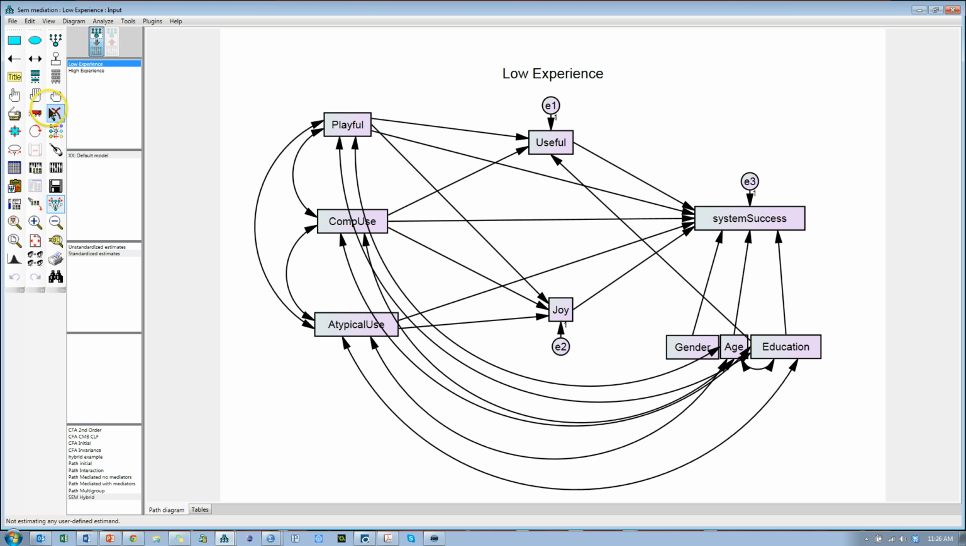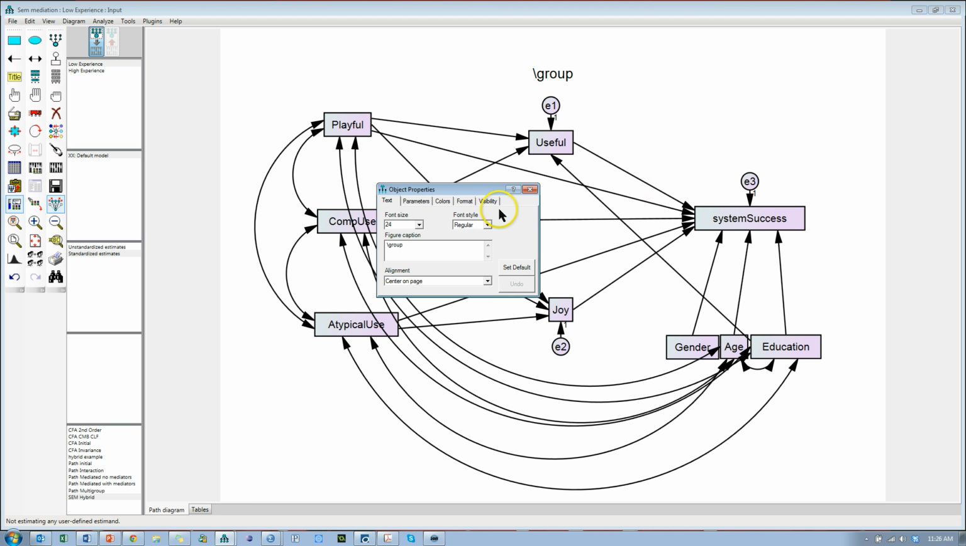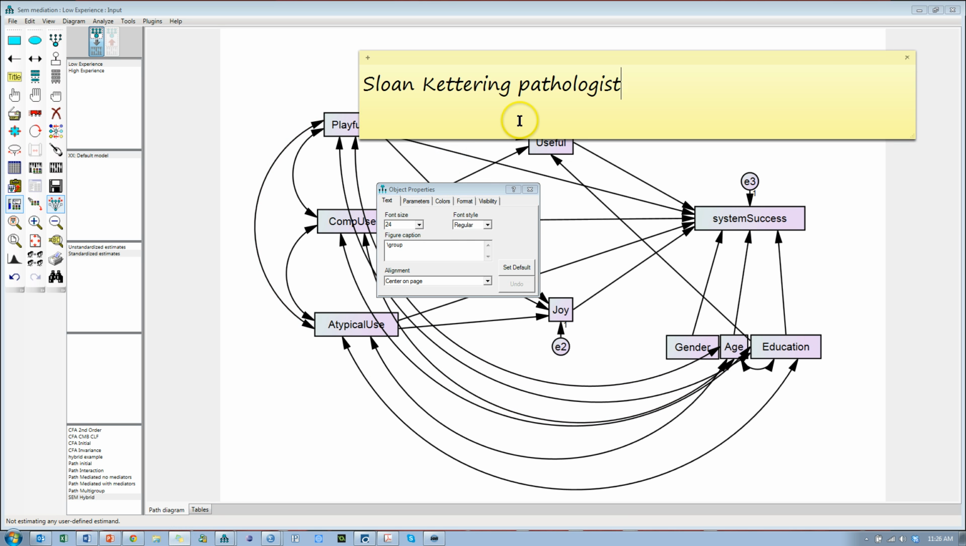Okay. Anyone need that again? Yeah, if you go click on title, and then it'll bring up a caption thingy. If you click out here, and in the caption, do backslash group, all lowercase. Yeah, looks like that.